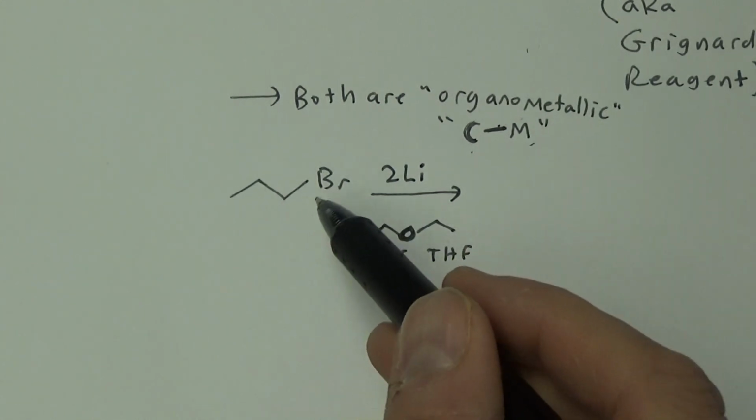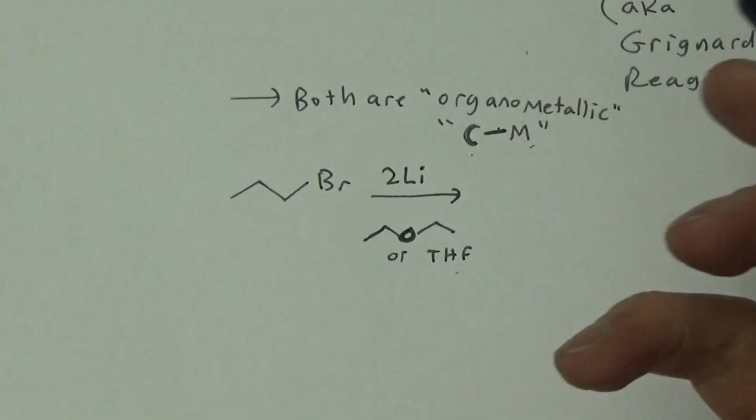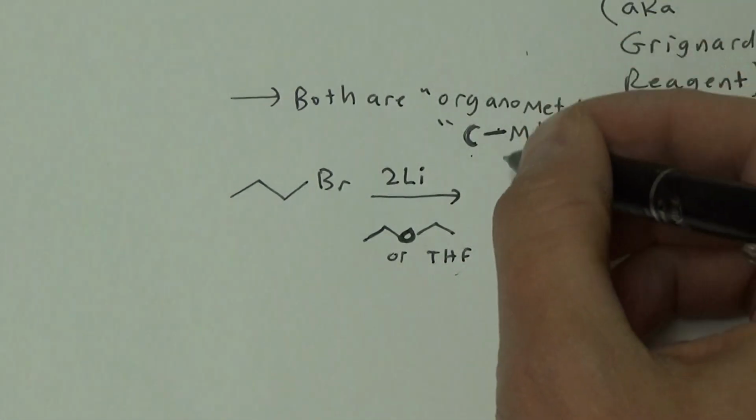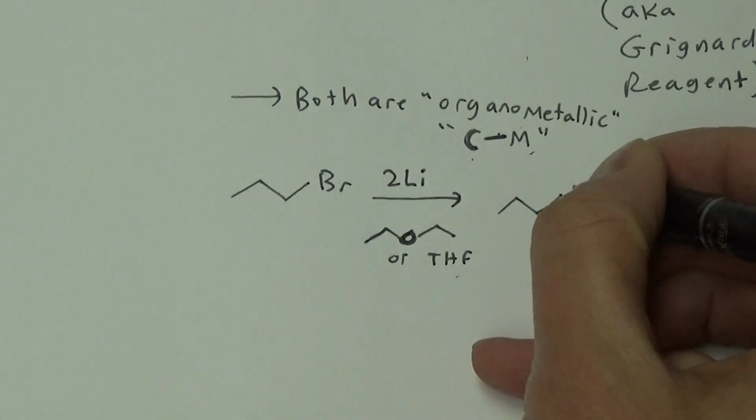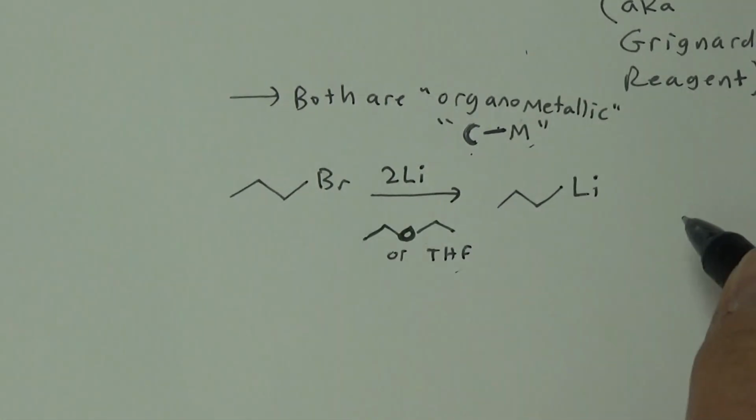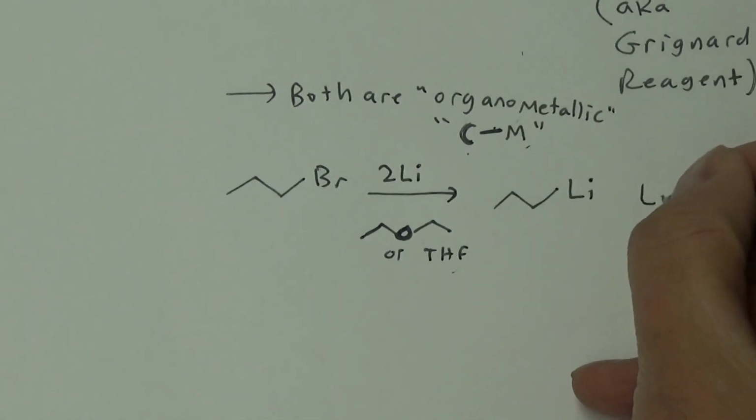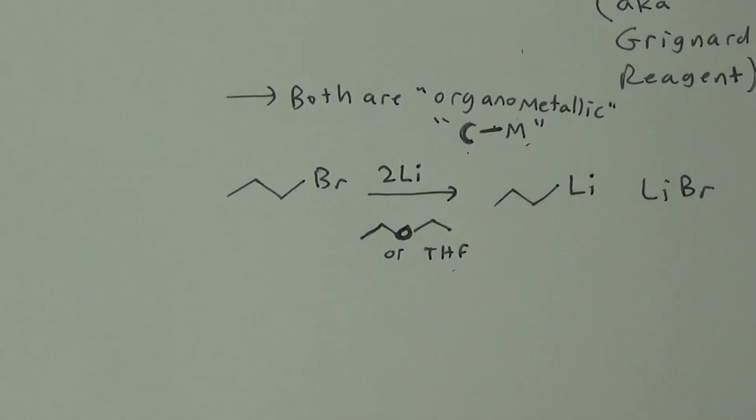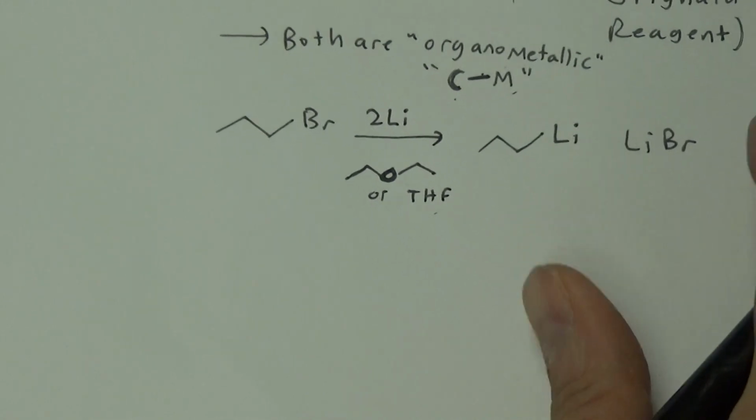But the bromide gets converted to lithium, organolithium. So it's propyl bromide to propyl lithium. And then we get a lithium bromide out. So that's actually pretty simple.